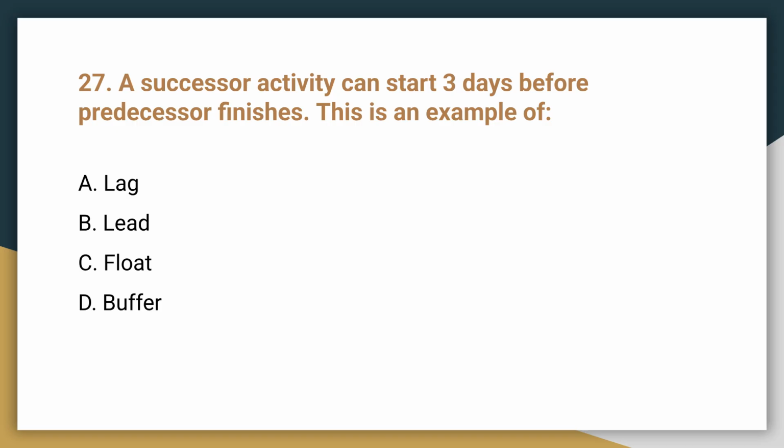Question 27. A successor activity can start 3 days before its predecessor finishes. This is an example of. The answer is B, lead. Lead allows a successor activity to begin before the predecessor is complete, causing overlap.